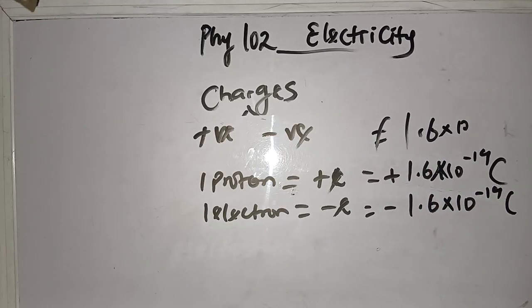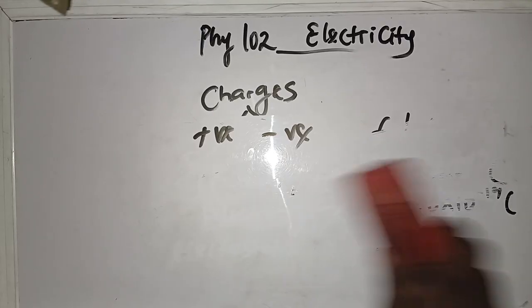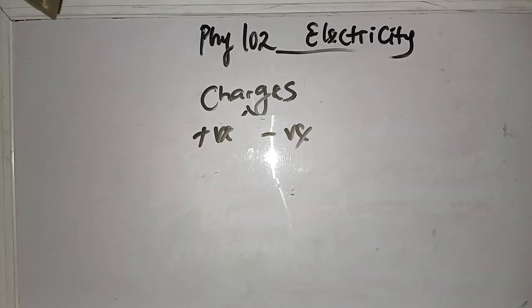So there is something we also call the law of conservation of charges. It states that charges can neither be created nor destroyed, but they can be transferred from one body to another. You can't create charge, you can't destroy charge. Then since you can't create or destroy, how do we now have all these ions? We have that by disturbing the stability of an atom.